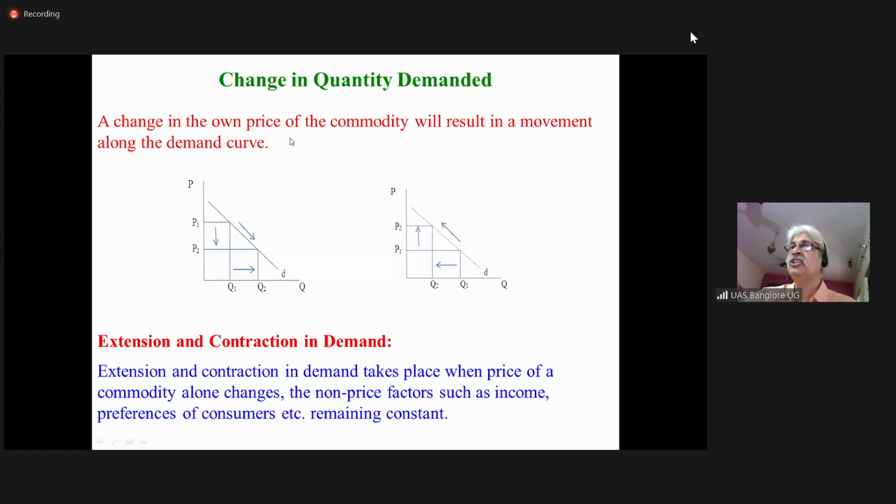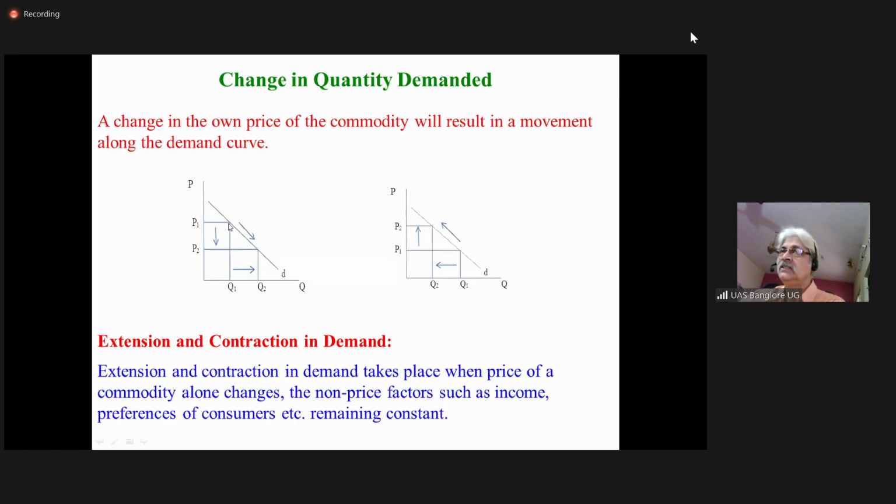A change in the own price of the commodity will result in a movement along the same demand curve. It is called contraction in demand, contraction, reduction. The quantity demanded becomes smaller, contraction in demand. On the other hand, if the price decreases, then quantity demanded increases.